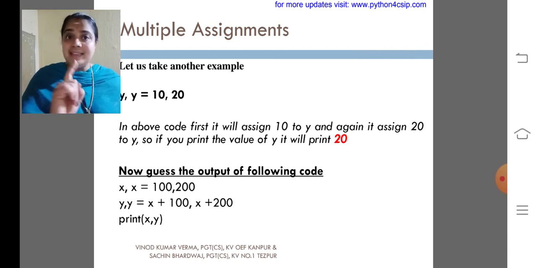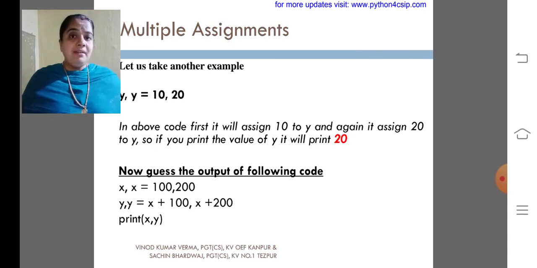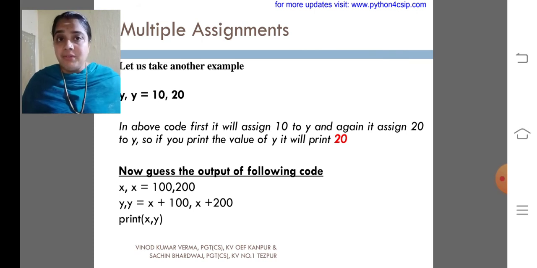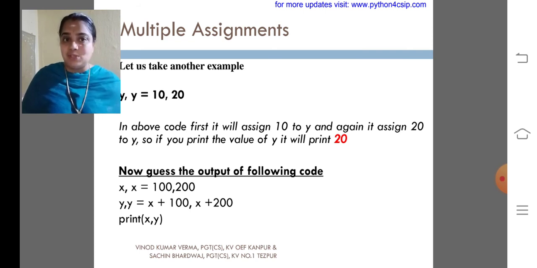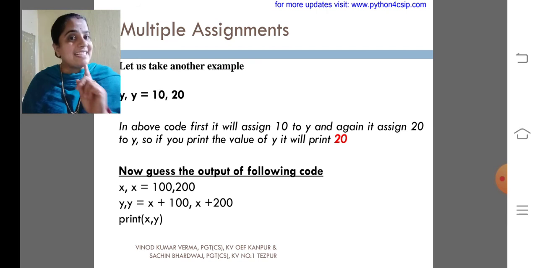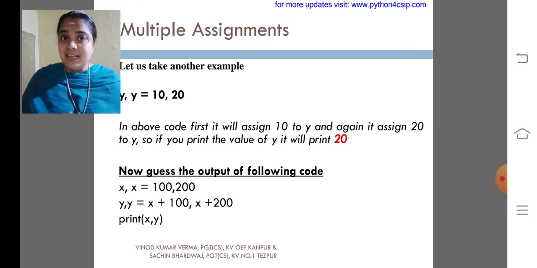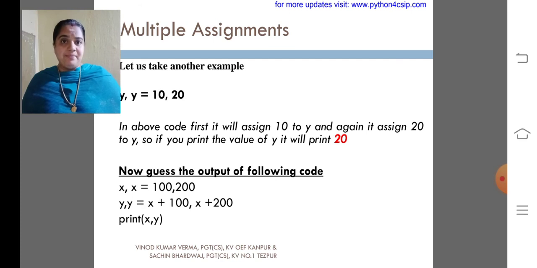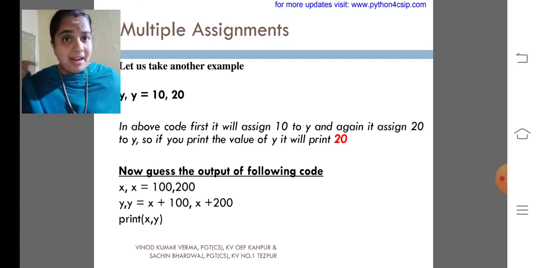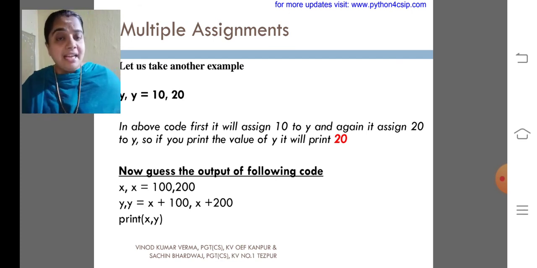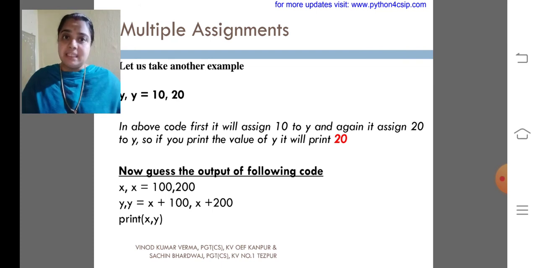Can you guess the values for the given example? Now guess the output of the following code, that is X, X equal 100, 200. Y, Y equal X plus 100, X plus 200. What will be the value of X and Y? You should tell the answer in the online session. My dear children, please be aware of the assigning, how multiple assignments take place.